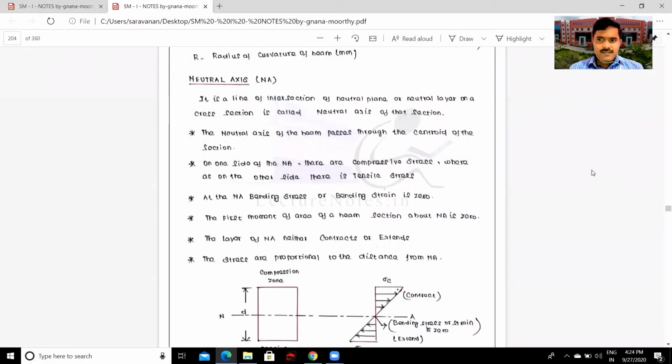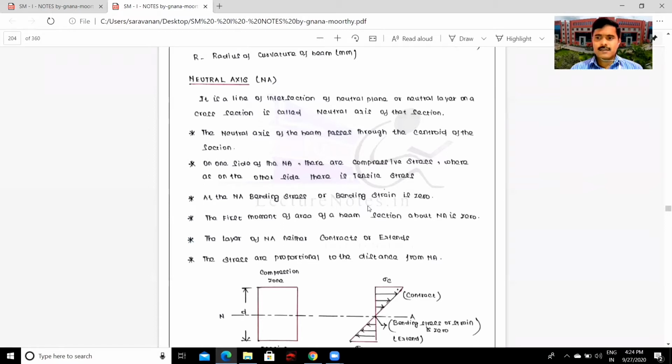Hi. So today we will discuss neutral axis and section modulus and how to derive the section modulus for the different types of cross sections. Right. So yesterday in the strength of material subject, third unit, we started the last class. We started the introduction class.